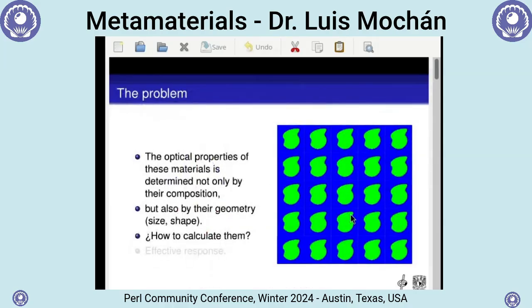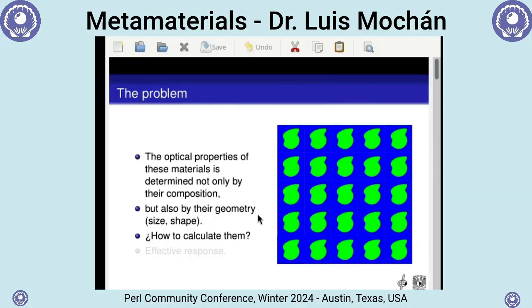So what I want to talk to you about is how to calculate the properties of these systems. The optical properties of these materials depend on the composition of the materials, whether they are metallic or dielectric or conductor, whatever. But it also depends on the geometry, the size of the particles. If you have an arrangement of particles within a host, it depends on the size and on the shape. So the question is how to calculate them.